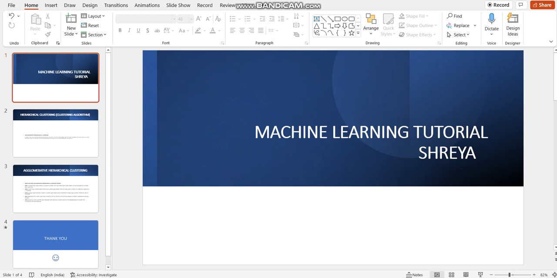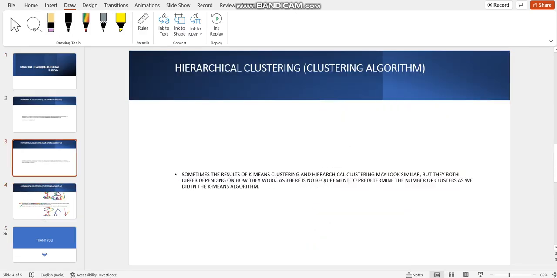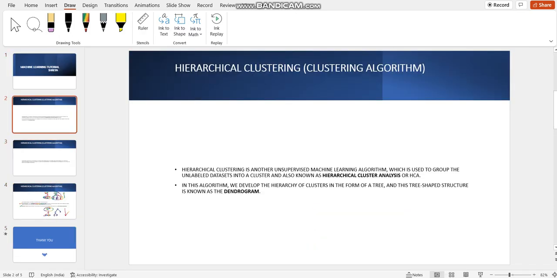So, till now we have discussed what hierarchical clustering is, and we discussed different approaches of hierarchical clustering as well. As you can see in this PPT, we also discussed what a dendrogram is, that is the tree shaped structure. And HCA is another name for hierarchical clustering. What is the full form of HCA? It is hierarchical clustering and cluster analysis.